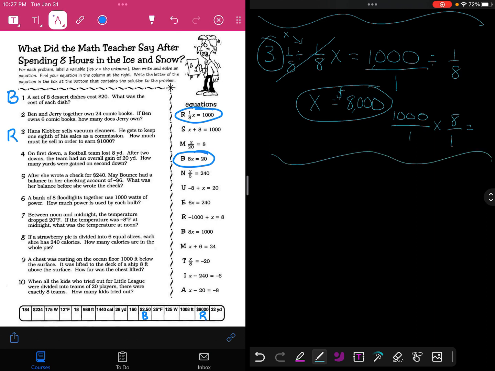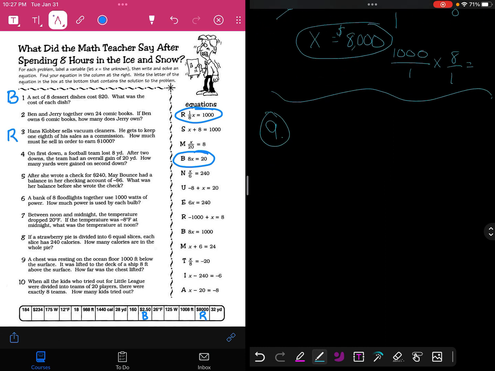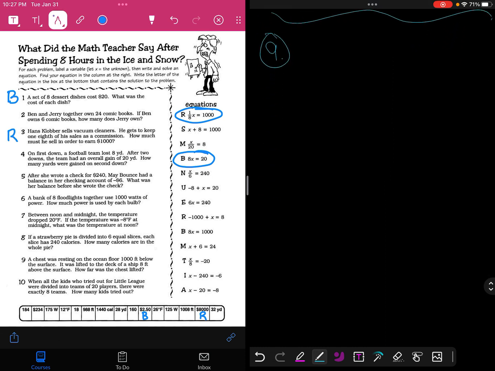All right, let's look at one more. Let's do number 9. All right, it says, a chest was resting on the ocean floor 1,000 feet below the surface. It was lifted to the deck of a ship 8 feet above the surface. How far was the chest lifted?